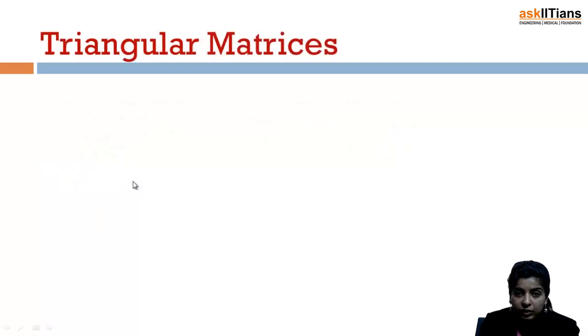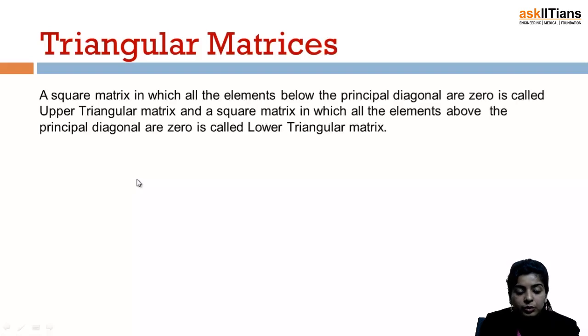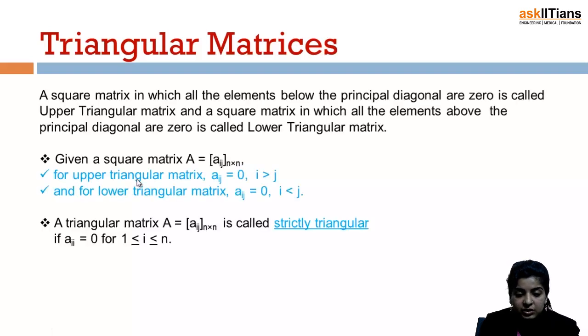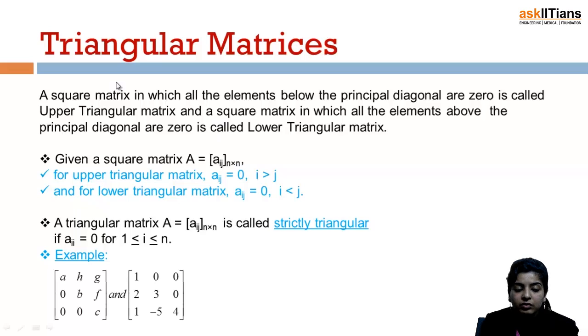Next we have is triangular matrix, and this I told you is an important type of matrix, but this is a bit confusing, so just be a bit cautious. A square matrix, as we have discussed, has number of rows equal to number of columns. A square matrix in which all the elements below the principal diagonal are 0 is called upper triangular matrix, and a square matrix in which all the elements above the principal diagonal are 0 is called lower triangular matrix, right?